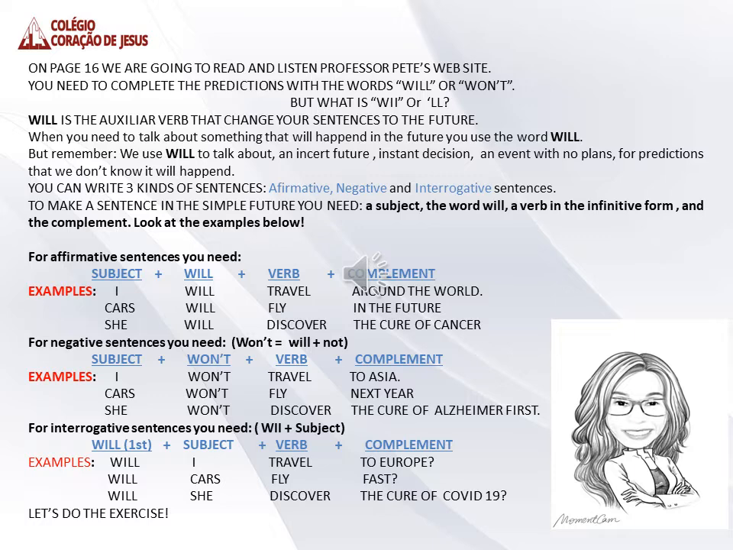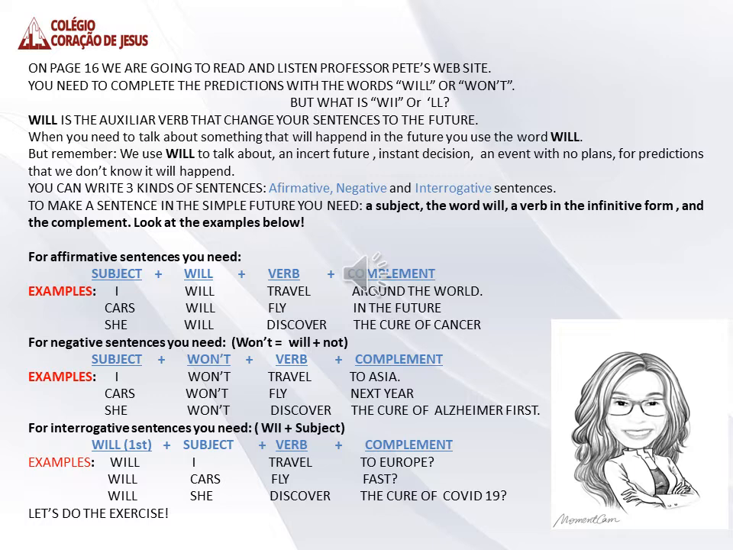Look at the sentence in the negative form with won't. Won't is will plus not. Let's see. I won't travel to Asia. Cars won't fly next year. She won't discover the cure of Alzheimer's first.